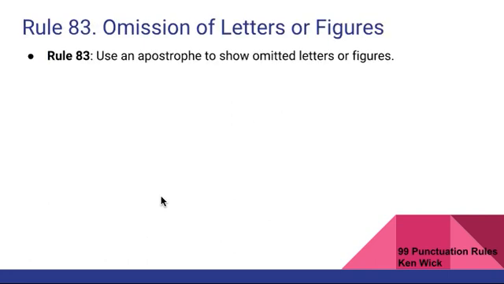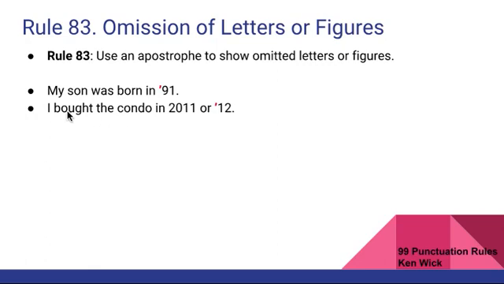So apostrophe for omission of a letter or figure. Use an apostrophe to show omitted letters or figures. I was born in '91. Obviously the person's leaving out 1991. So to show the omission of 19, we're going to put an apostrophe there, because they're talking about a year. I bought the condo in 2011 or '12. Obviously they're leaving out the 20 here, so you would use this apostrophe to show the omitted figure.